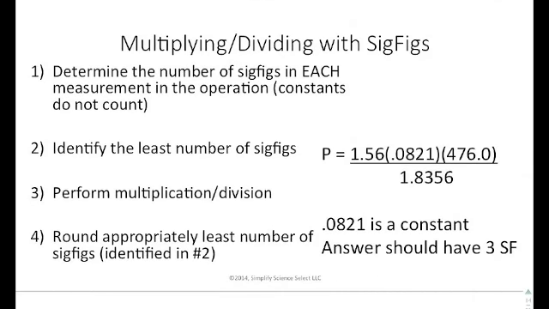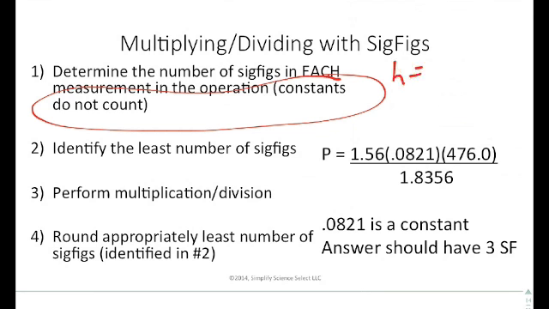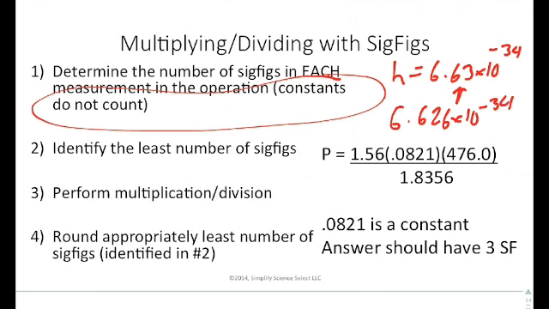The next one says multiplying and dividing with SigFigs. It says determine the number of SigFigs in each measurement. And then it says constants do not count. And the reason why is, even though we report something like Planck's constant to be 6.63 times 10 to the negative 34th, this value has actually been measured with a great deal more precision than that. In fact, it's more common for you to see 6.626 times 10 to the minus 34th, but in actuality, this has been measured out many digits. So whenever you look at constants, don't count constants in terms of the number of significant figures.